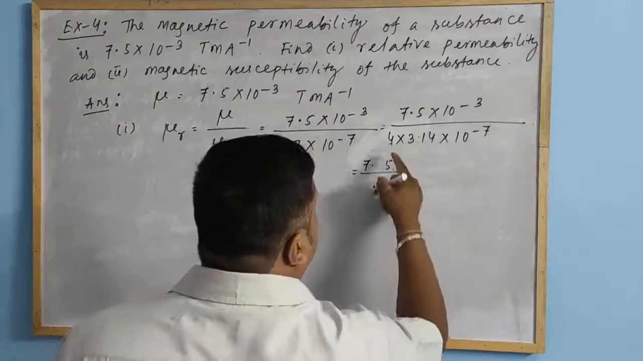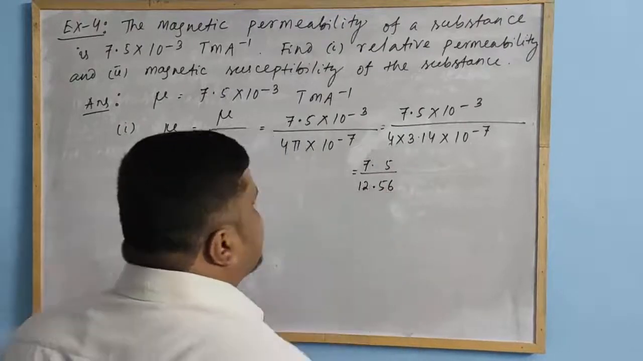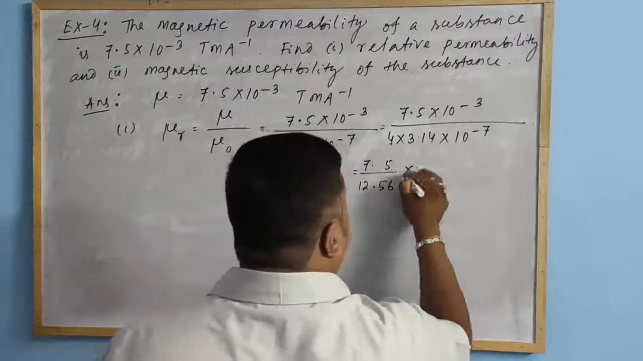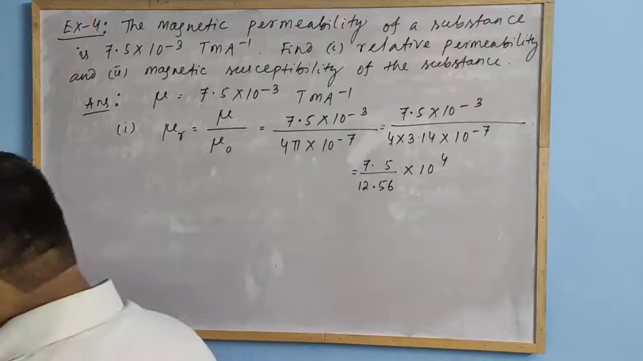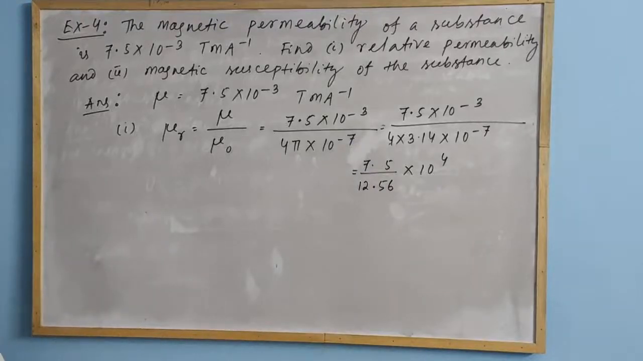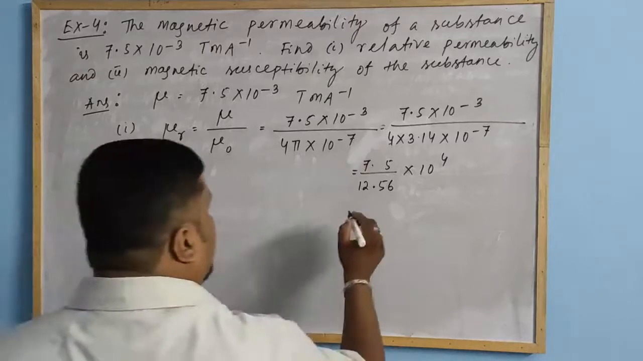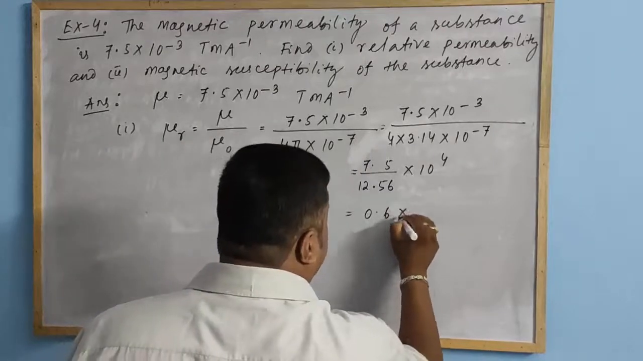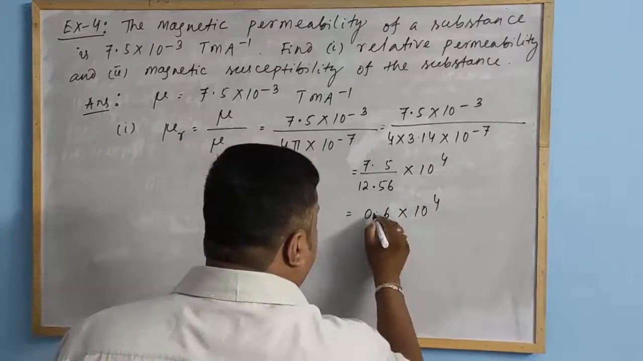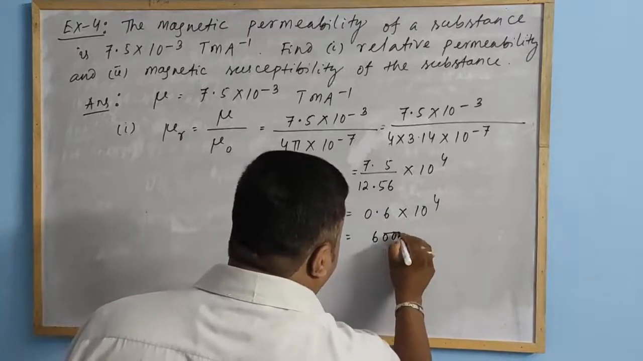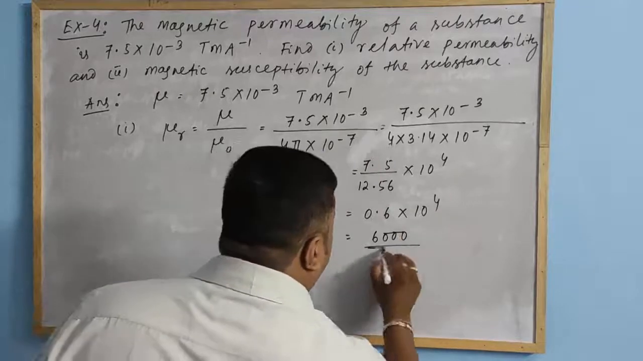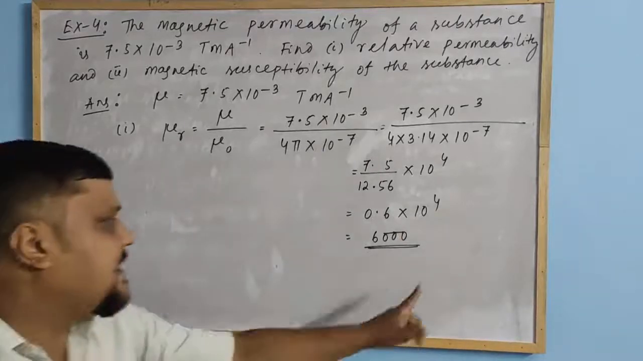So this is 12.56 into 10 to the power plus 7 minus 3, means 10 to the power 4. Right? And if you solve 7.5 by 12.56, the value comes out as 0.6 into 10 to the power 4. This is equal to 0.6 into 10 to the power 4, or I can write it as 6000. This is the value for relative permeability. What is the unit? There is no unit.